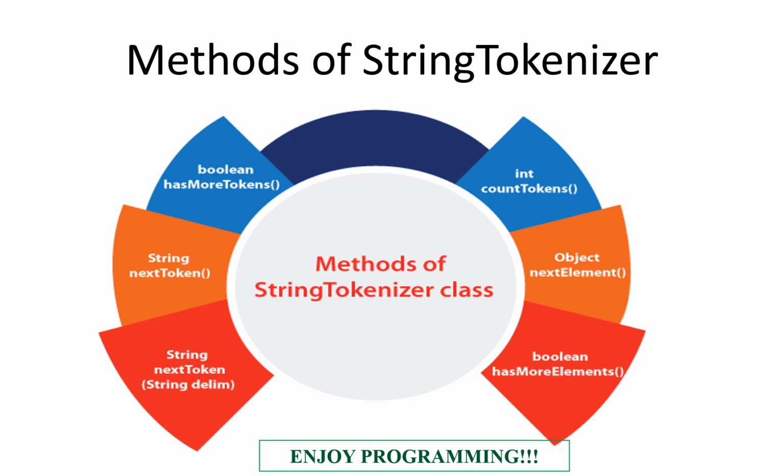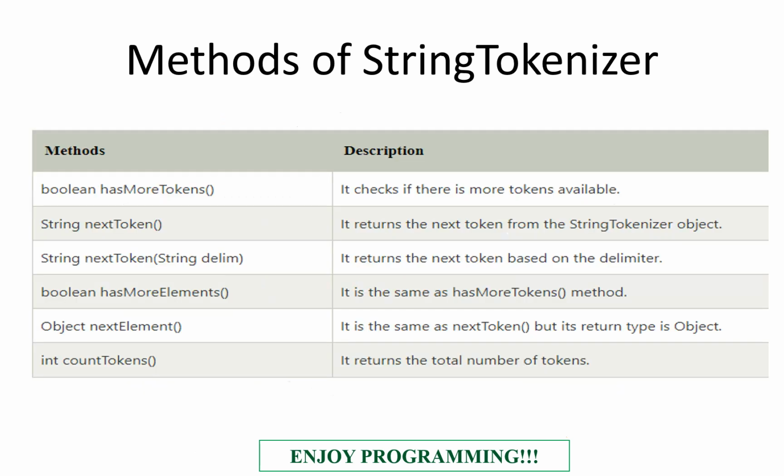There are 6 methods available in StringTokenizer, which are all predefined methods. They are hasMoreTokens, countTokens, nextToken, nextElement, nextToken with one parameter, and hasMoreElements. Let us see the purpose of all the methods one by one.